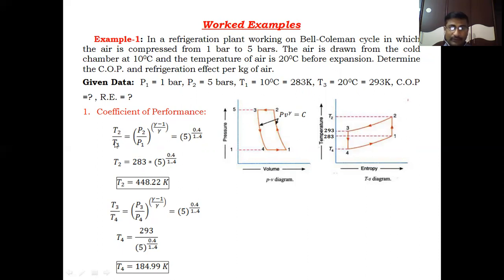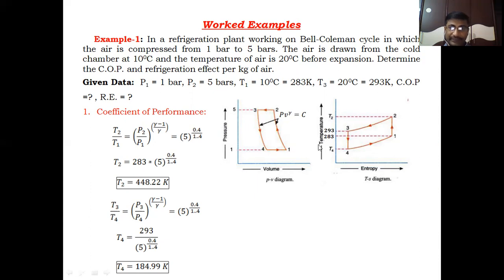For the isentropic process, we can use this equation: T2 by T1 equal to P2 by P1 whole power gamma minus 1 by gamma. P2 is 5 bars, P1 is 1 bar, therefore P2 by P1 is 5, the pressure ratio. 5 whole power 0.4 by 1.4, where gamma is 1.4, and 1.4 minus 1 is 0.4 divided by 1.4. Therefore, T2 equal to T1, and T1 value is 283 in the data. 283 into 5 power 0.4 by 1.4, T2 equal to 448.22 kelvins.